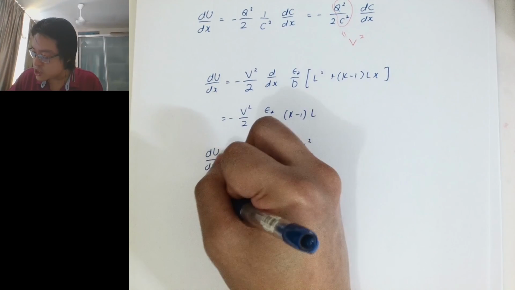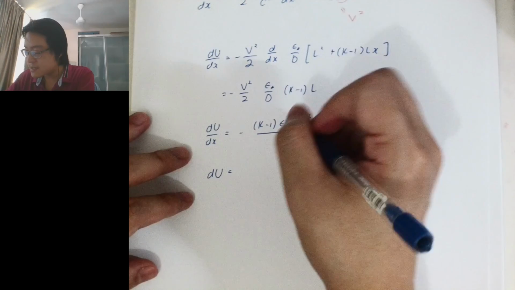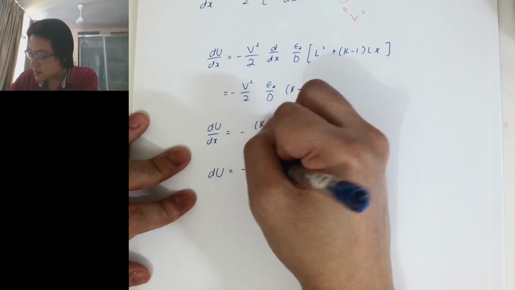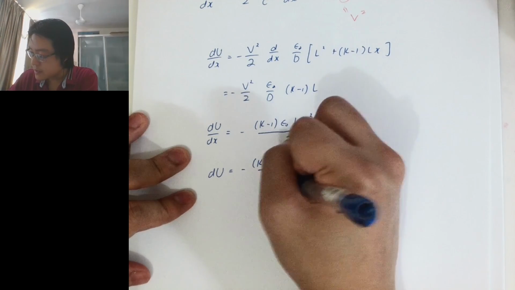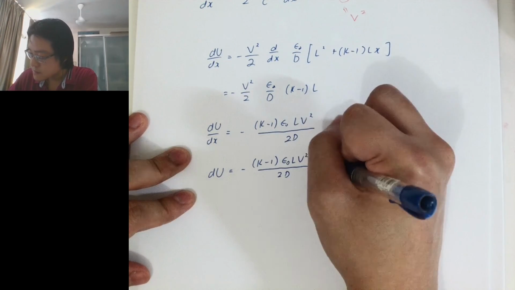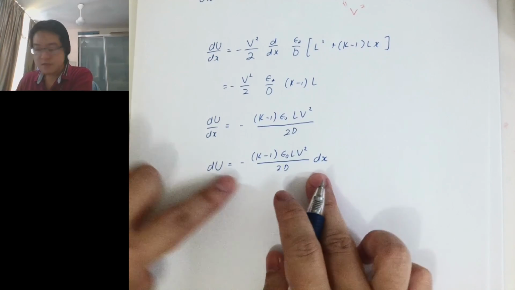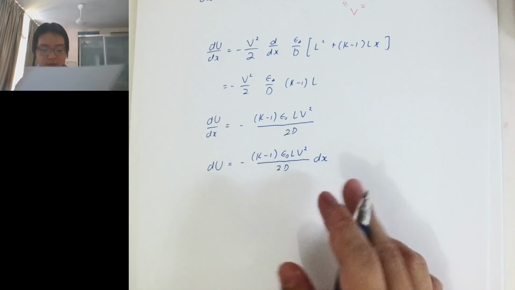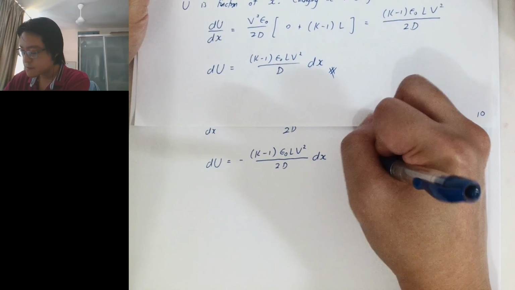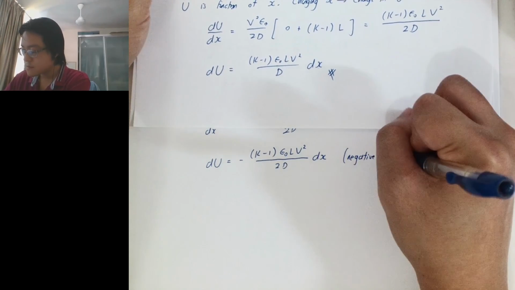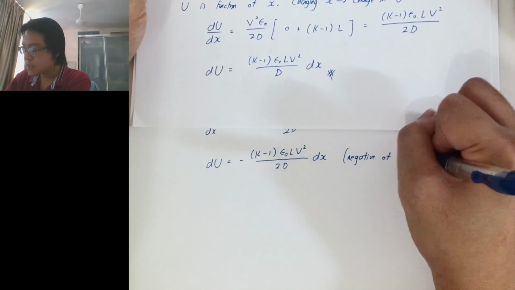So the change in energy, if I move the slab inside, looks like the same answer as before, but with a negative sign. It's the negative of the previous answer. What we got here was this, so negative. That was part B.